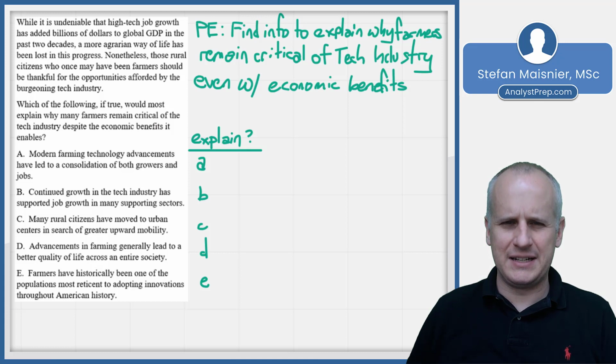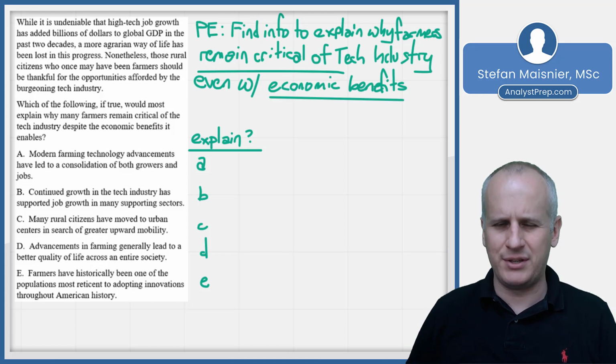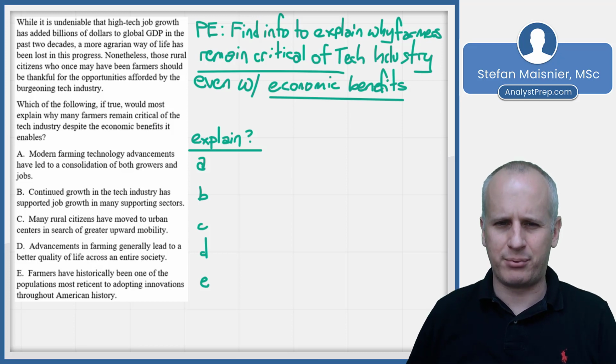While it is undeniable that high tech job growth has added billions of dollars to global GDP in the past 2 decades, a more agrarian way of life has been lost in this progress. Nonetheless, those rural citizens who once may have been farmers should be thankful for the opportunities afforded by the burgeoning tech industry. So, we want to know why they're still critical, even though we have these undeniable job growths and billions of dollars added to the GDP. And even though you can get the explanation or the prediction without even reading the paragraph, of course, you want to read the paragraph briskly to see what's in there.